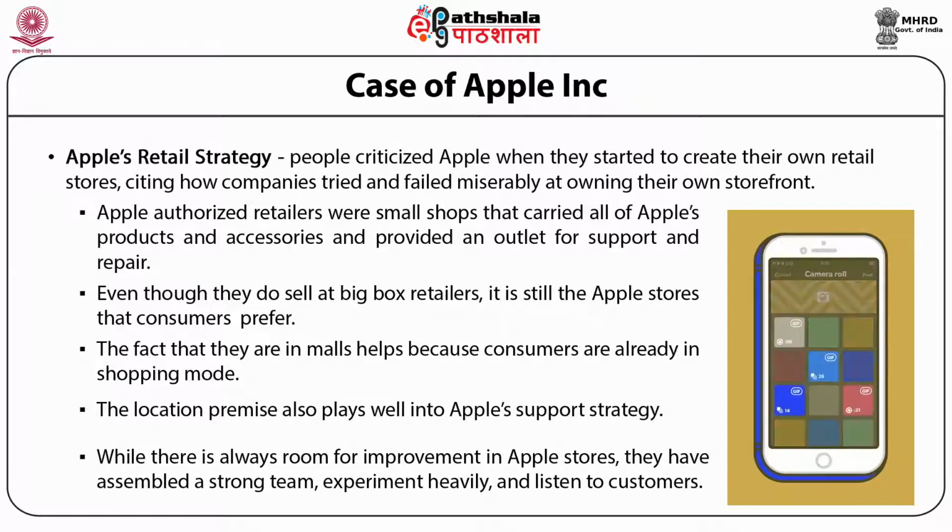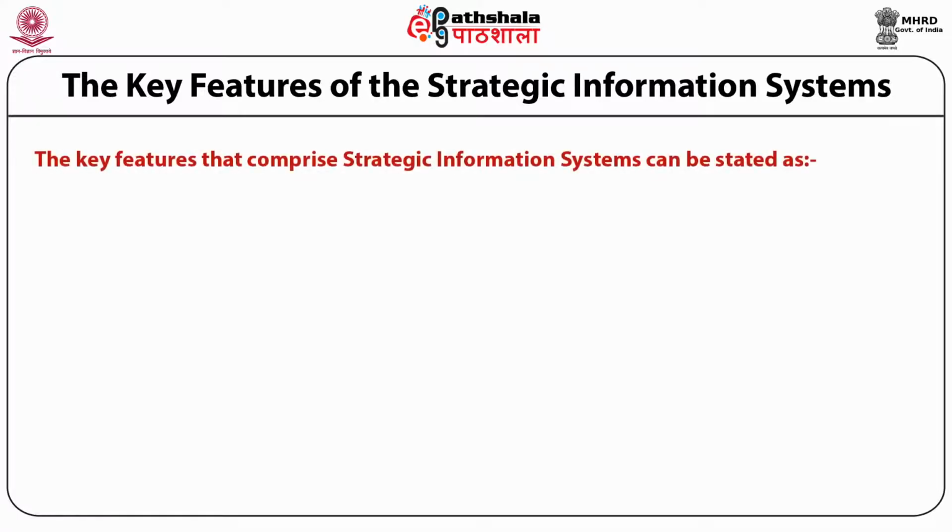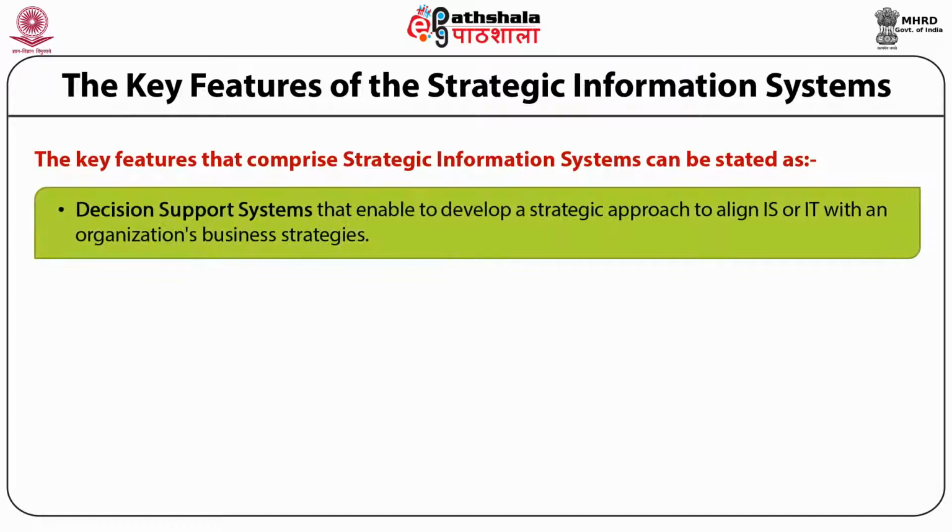Now let us look at the key features of strategic information systems. The key feature that comprises a strategic information system can be stated as the decision support system that enables developing a strategic approach to align information systems or information technology with an organization's business strategy.